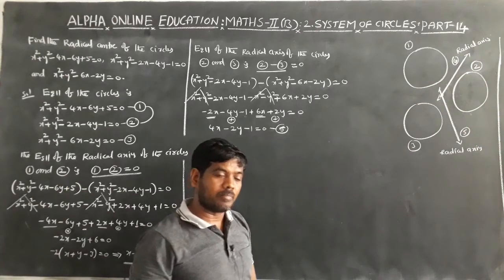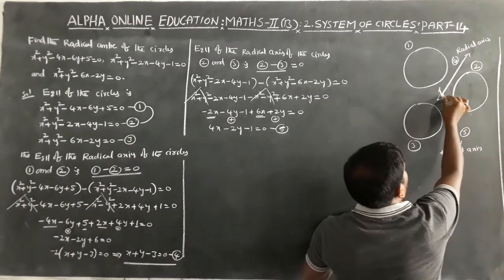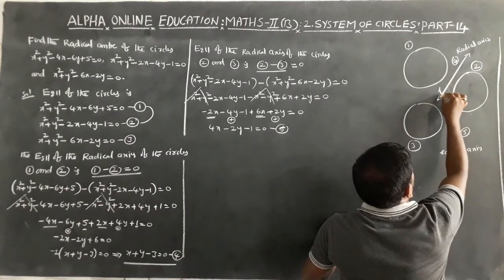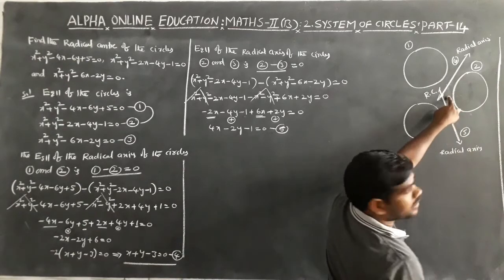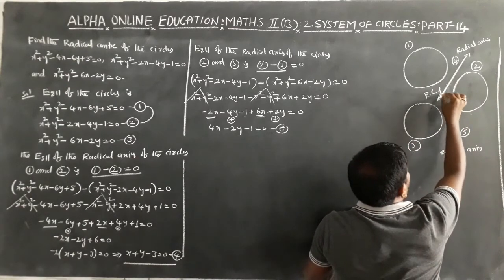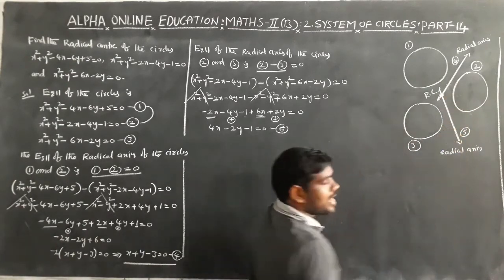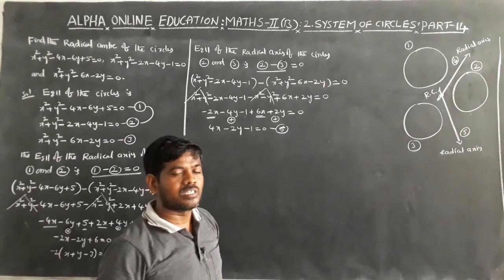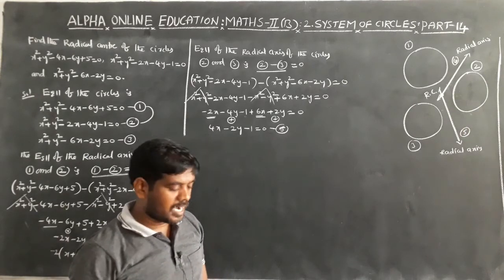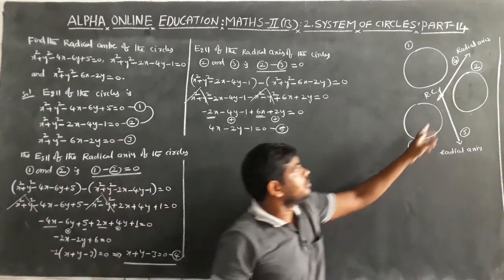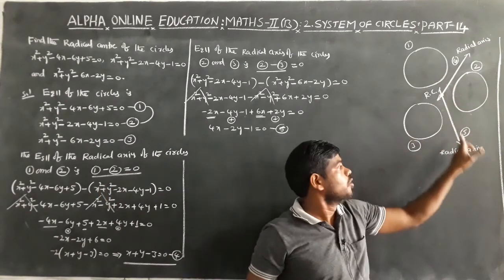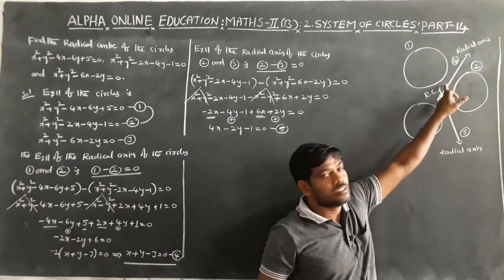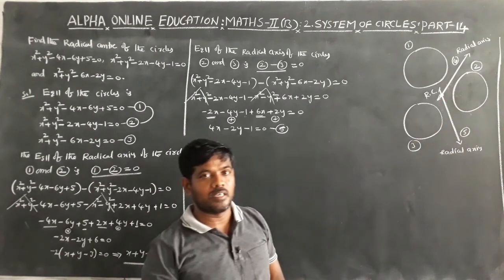Radical center means the point of intersection of the radical axes. The point of intersection of the radical axes of the circles is called the radical center. Here, the point of intersection of the two lines 4 and 5 is called the radical center.